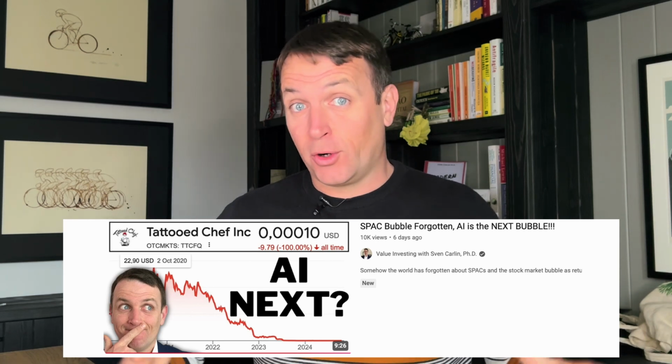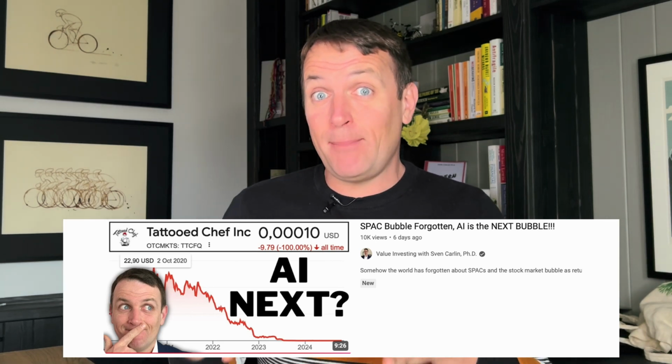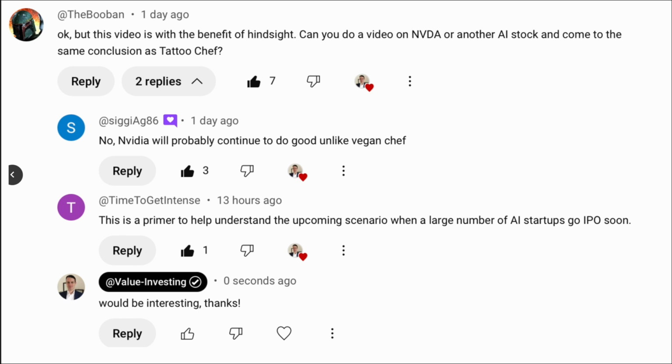Good day, fellow investors. 6 out of 7 factors when defining a bubble tell us Nvidia stock is in a pure bubble. We discussed the SPAC mania, how everyone forgot that bubble, and how AI might be the next bubble. And a viewer asked: okay, that's with the benefit of hindsight, can you do a video on Nvidia or another AI stock and come to the same conclusion as for the SPAC bubble?